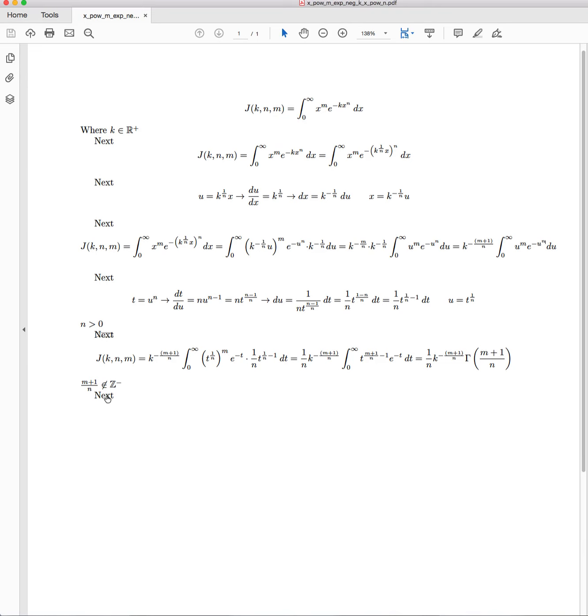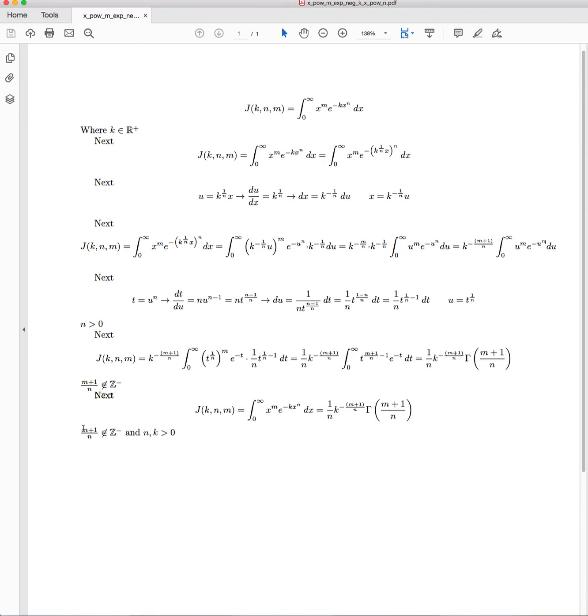So, putting it all together, J of k, comma n, which is the integral from 0 to infinity of x to the power of m, e to the negative k x to the n dx, is equal to 1 over n, k to the negative m plus 1 over n, times gamma of m plus 1 over n. And the conditions that we have are that n and k have to be positive, and that m plus 1 over n cannot be a negative integer.